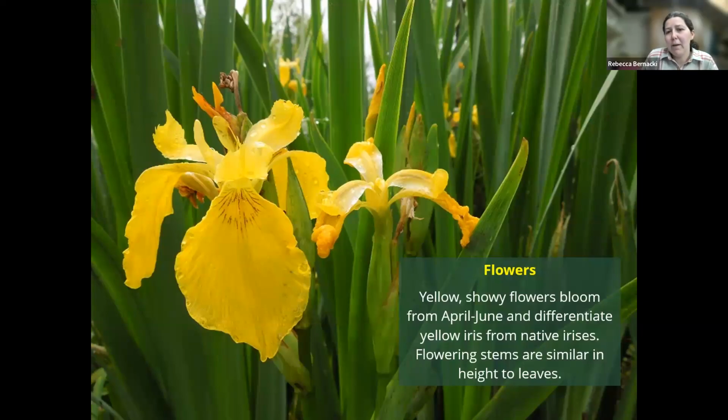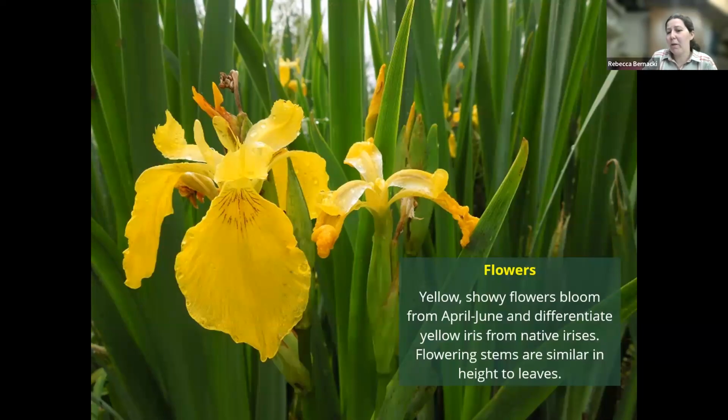The flowers of yellow iris are really pretty. They're these yellow showy flowers. They're going to bloom from April to June, so they should be in bloom in the Adirondacks. I don't know, Sean lives in Saranac Lake. There's some yellow iris around Moody Pond. I don't know if he's noticed this out and about yet.